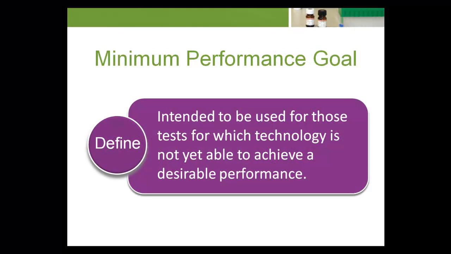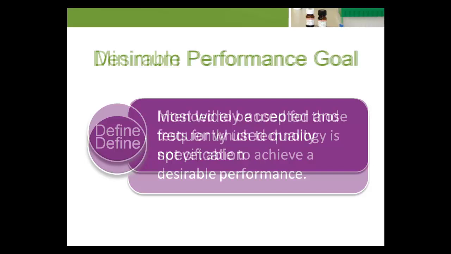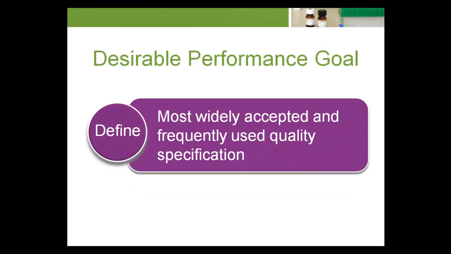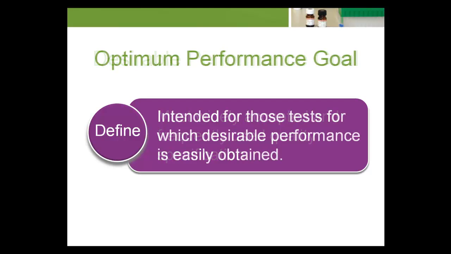A minimum performance goal is intended to be used for those tests for which technology is not yet able to achieve a desirable performance. It's also intended for those laboratories that, for whatever reason, lack of resources, etc., are not able to achieve a desirable performance. A desirable performance goal is defined as the most widely accepted and frequently used quality specification. The optimum performance goal is intended for those tests for which desirable performance is easily obtained. This is a stretch goal.